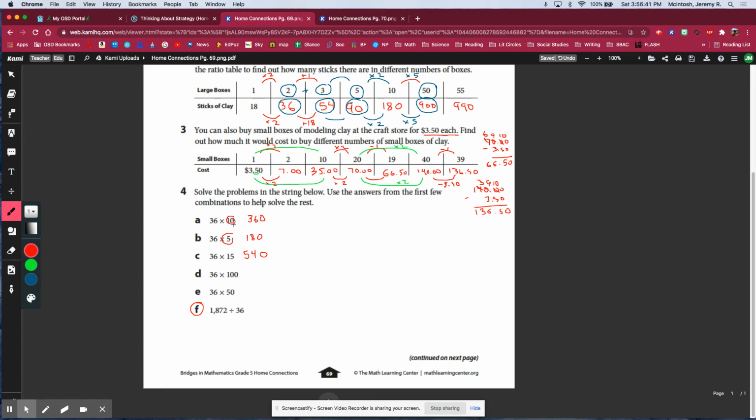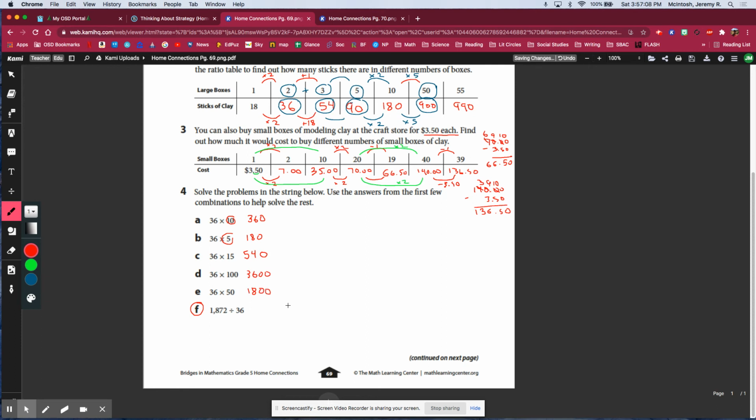36 times 100, well, it's the power of 10. So if 36 times 10 is 360, I'm just going to add one more 0 to that, so 3,600. 36 times 50 is half of 3,600, or add a 0 to the end of the 180, because 50 is the power of 10 of 5. So that's going to be 1800.